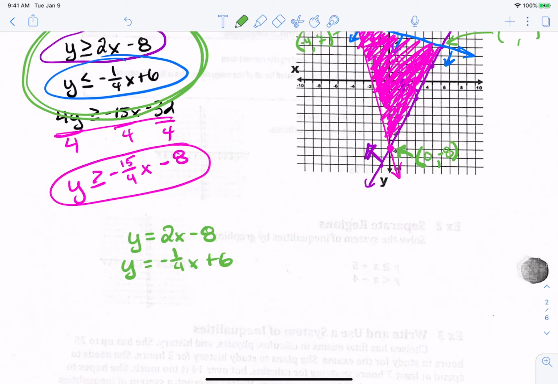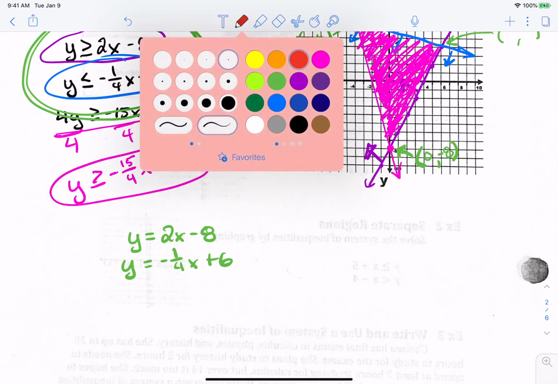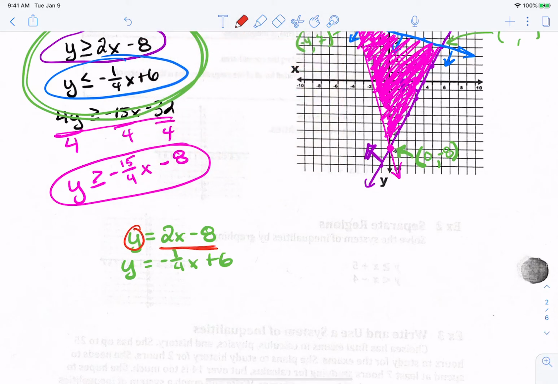I want to substitute, because the y is solved for. I've got this y is equal to 2x minus 8.